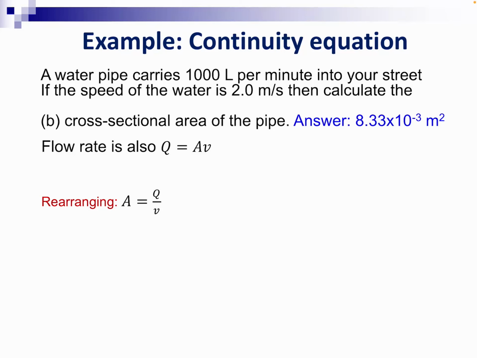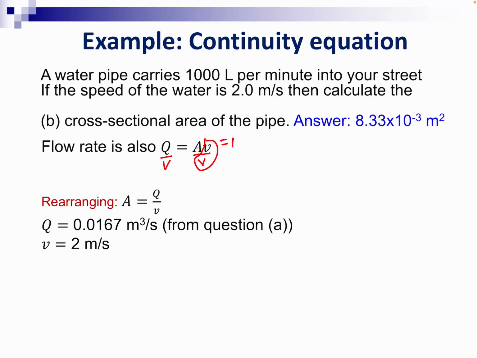If we rearrange this to isolate A, we can divide both sides by the speed, because we want to isolate area, so we need to get rid of speed. Speed is being multiplied to the area. We do the reverse operation for multiplication, which is division. Any number divided by itself is equal to 1, so V divided by V is equal to 1. But we also have to do the same division on the other side of the equation. That brings us to area equals Q over V.